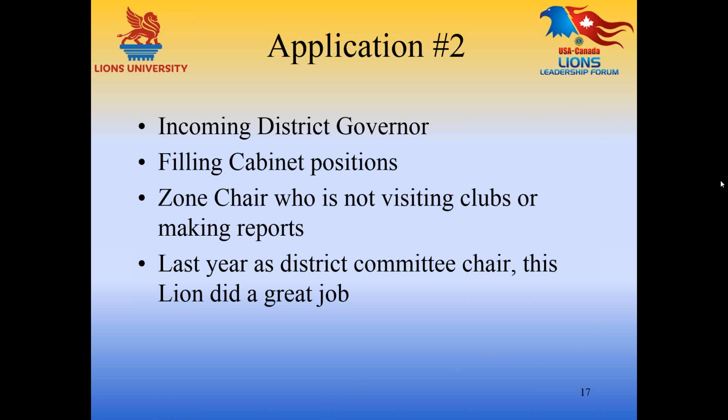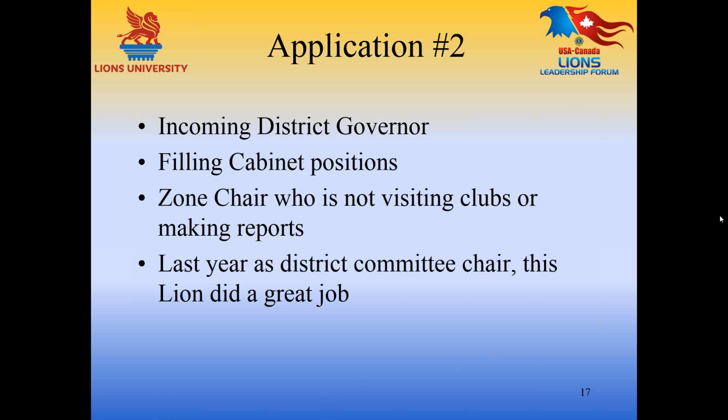Hi, the incoming district governor should talk to that zone chair, find out why they didn't do the visiting and making the reports. Maybe it's not something that she is that into, and maybe she just needs a little more training to find out what is expected of her as a district committee chair. That might be the thing that she focused on and was the happiest doing. So I would sit down and talk with her and see if she needs more training as to what is expected.